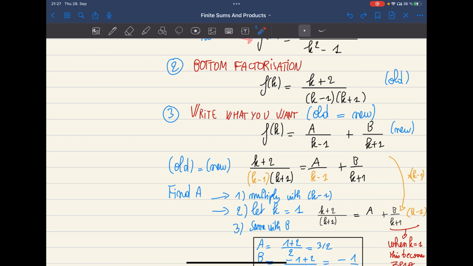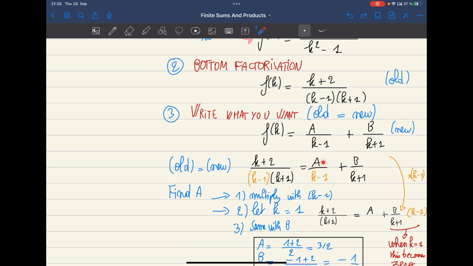And by that I mean, what you want with the partial fraction decomposition is to have something in the form of a over the part with the root plus b over k minus the root. So here it's k plus 1. So k minus the root is k minus 1. So we do the old version factorized the same as the new version. And then you see we have something like that.